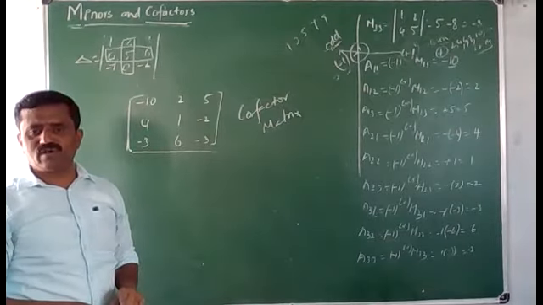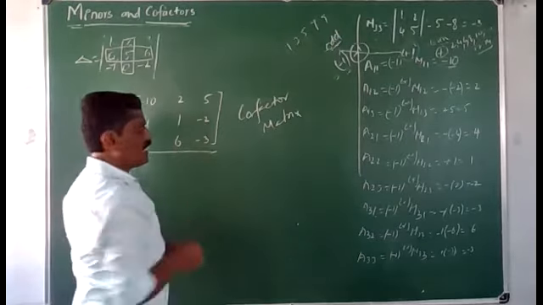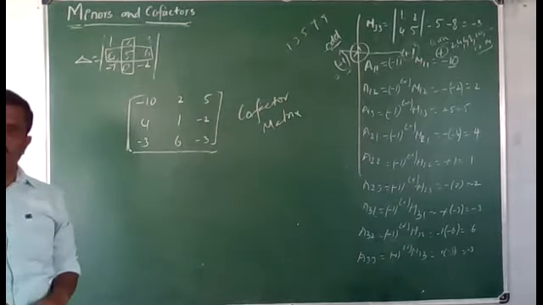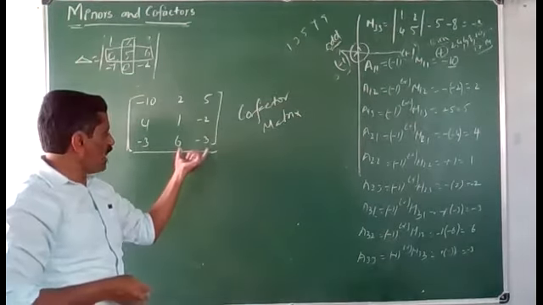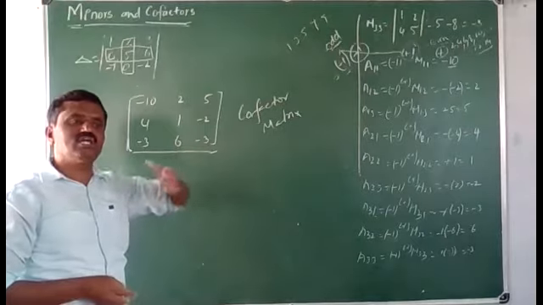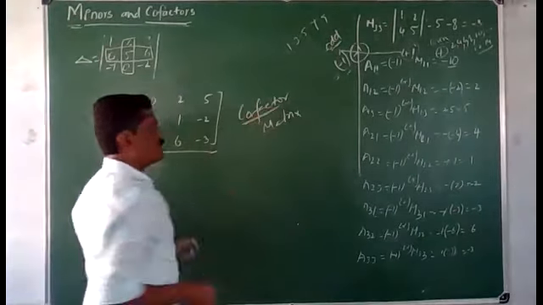So this is totally called the cofactor matrix. Then we have something called the adjoint matrix. Then how to obtain the adjoint matrix? The adjoint matrix is obtained by interchanging the rows and columns of a cofactor matrix.